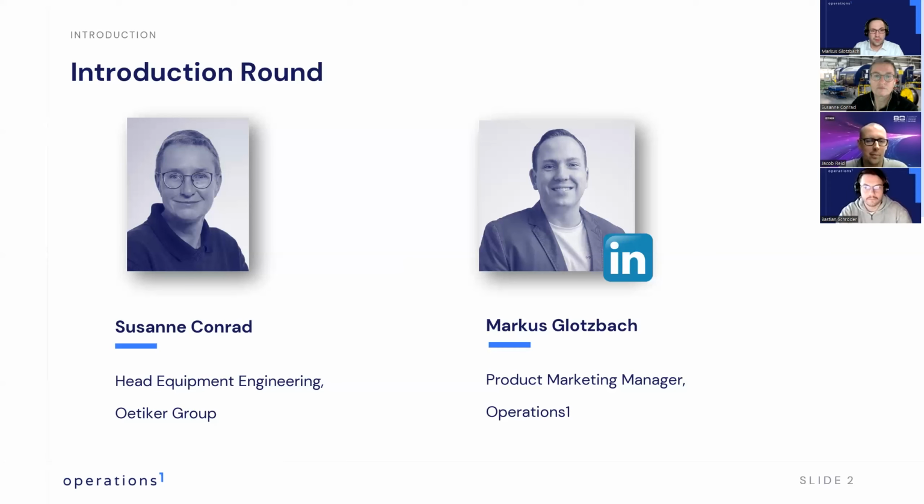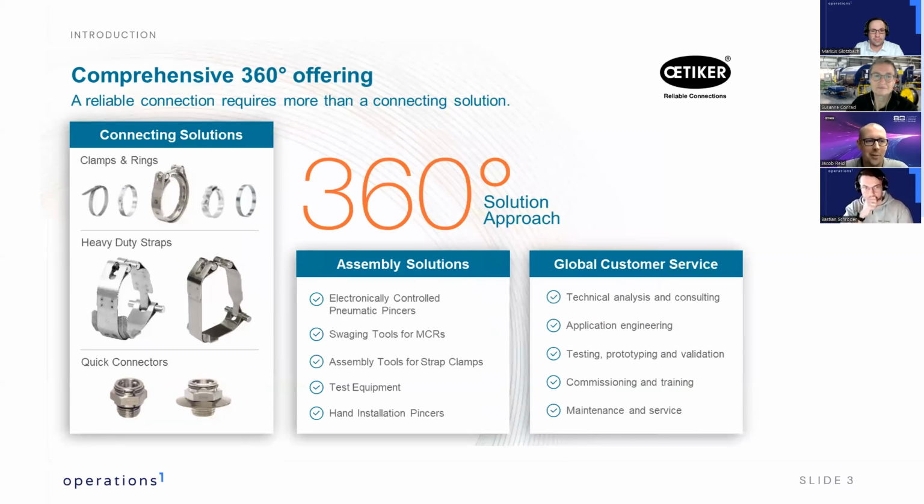I think a good start for you, dear audience, is to learn something about the Oetiker Group. So I would like to ask you, Jacob, to introduce Oetiker to the audience in more detail, please. My pleasure. So a few slides. The first, just to kind of give a general overview of the company. Oetiker is a privately owned global leader in high-end fluid connecting solutions. As you see on the left, that encompasses things like clamps and compression rings, heavy-duty straps and V-clamps, as well as quick connectors. We serve both the automotive industry as well as select industrial applications, and we're proudly responsible for over 2 billion connections annually.